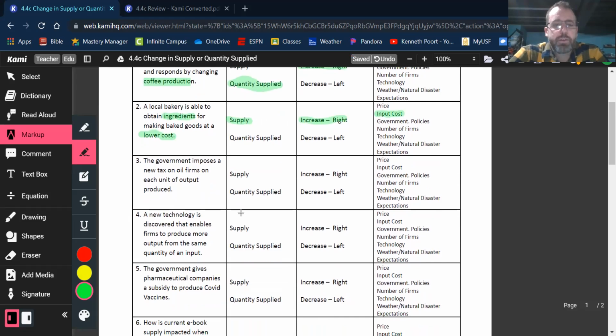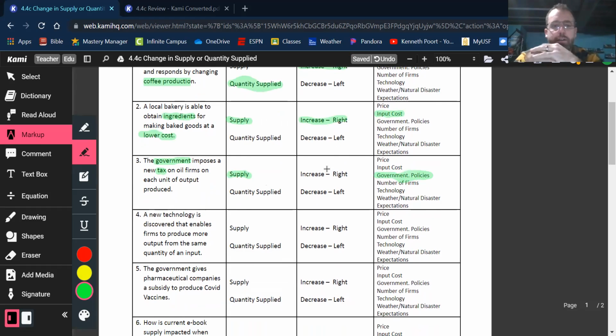All right, number 3, the government imposes a new tax on oil firms on each unit of output produced. So we see the word government, we see the word tax. So we know it's nothing to do with price, so it's another supply change, all right, based on our notes, and pretty simply put there, we see it's going to be government policies causing the change. So we want to identify, well, what's going to be the cost or increase or decrease. So again, talk yourself through it.